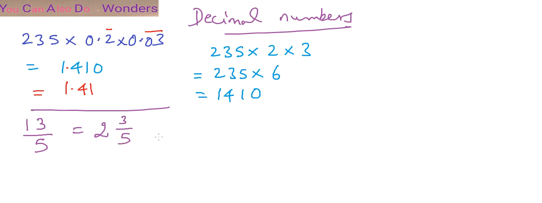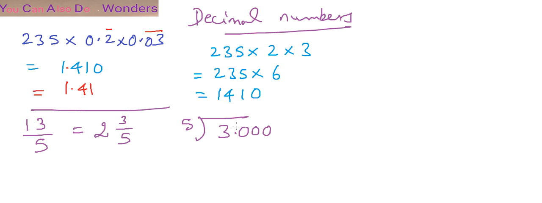So how to convert this to decimal form? Here 2 and 3 by 5 means the whole number part is 2, and the fractional part is 3 by 5. So we can convert this fraction 3 by 5 to decimal. How to convert 3 by 5 to decimal? Divide 3 by 5. Again 3 is the same as 3.0, and you can write as many zeros as we want.